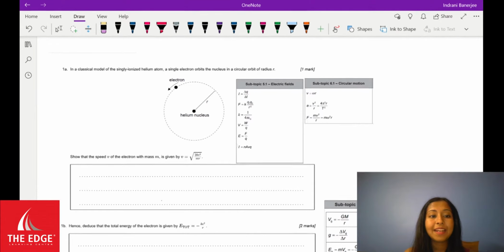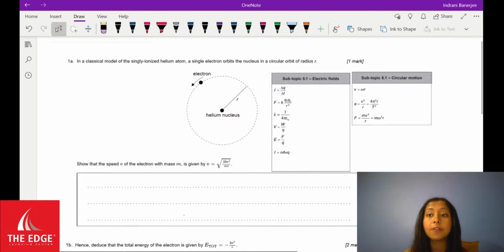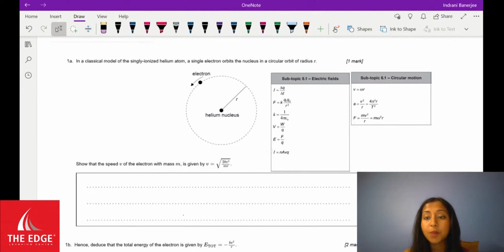Hi, today we're going to have a look at a question from the IB/HL physics curriculum on the Bohr model of an atom. So the first part of this question is a 1-mark question, and it asks us to deduce the equation for the velocity of an electron in circular orbit around a helium nucleus. Now, as it's in circular orbit, we should recognize the forces are balanced.